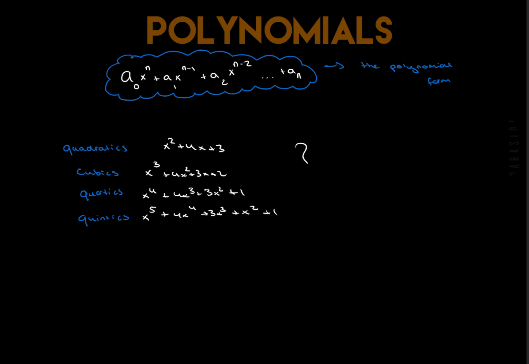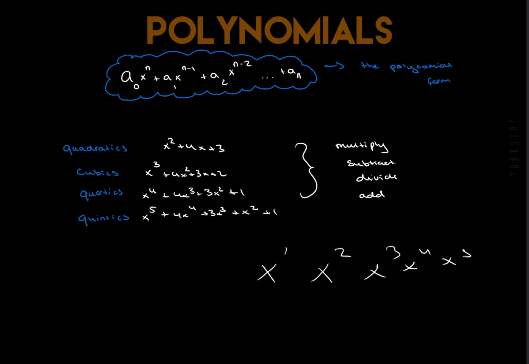So what can we do with these? We can multiply, subtract, divide, and add. So a polynomial is basically an expression that you can add, subtract, multiply, and divide. The common polynomials are to the power of something. So you can have to the power of 1, to the power of 2, to the power of 3, to the power of 4, to the power of 5, and so on. And this is what makes a polynomial, and we can multiply, subtract, divide, and add.